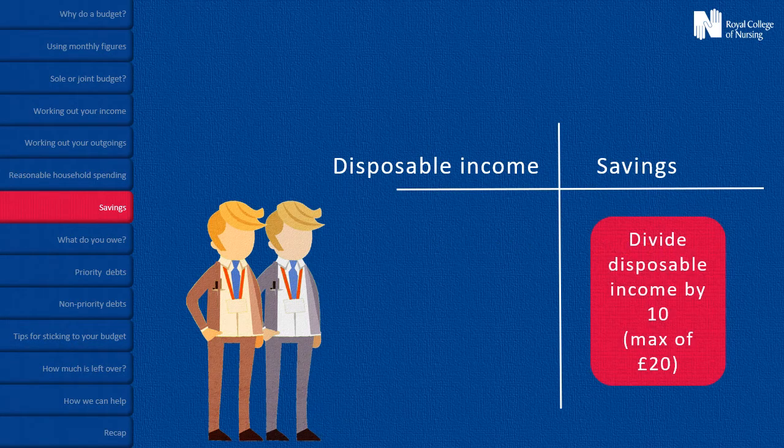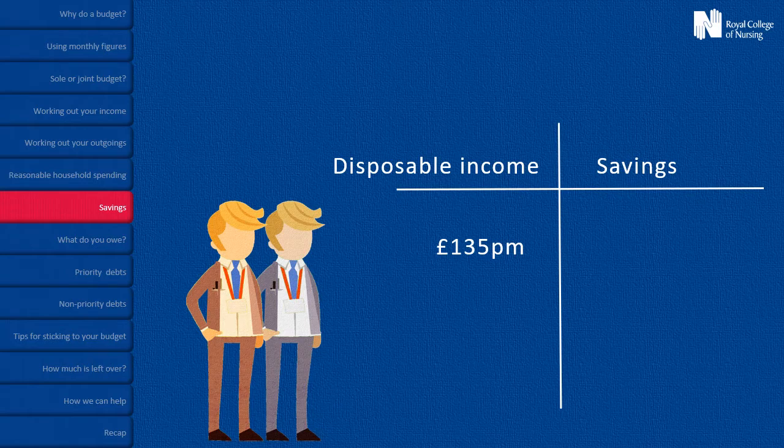To work out how much you can afford to save, you divide the disposable income figure of your budget by 10. If the amount you get after dividing the disposable income figure by 10 is £20 or less, you can allocate all or part of that amount as savings. If the amount is more than £20, you can add up to £20 of that as savings.